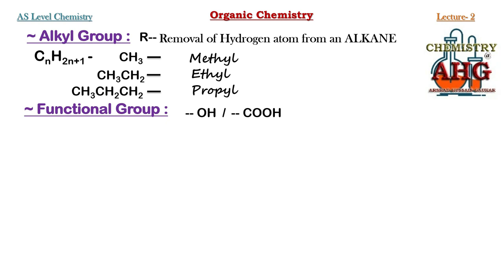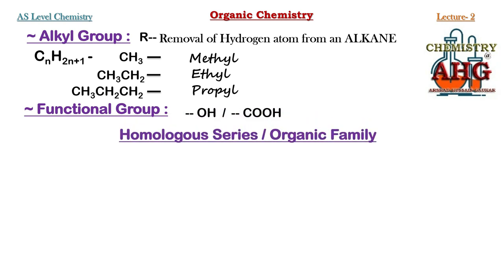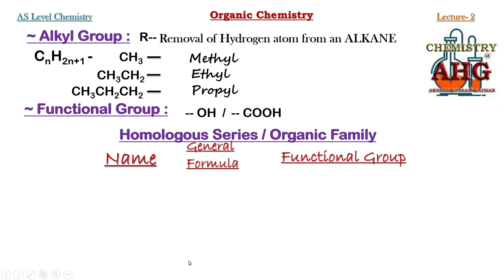Now, the next thing you must remember is the list of some of the homologous series that are in your AS syllabus. So just make a list of these homologous series, which we will discuss in detail in your AS syllabus. What information must you remember about these organic families? You must know the name of the homologous series, their general formula, and their functional group. This information will help you understand the chemistry of the different homologous series in your syllabus.